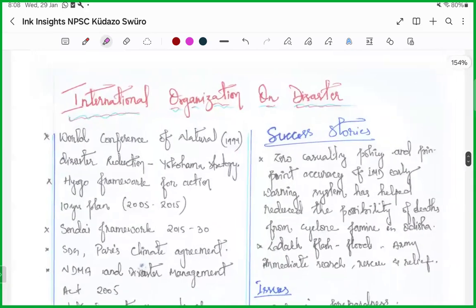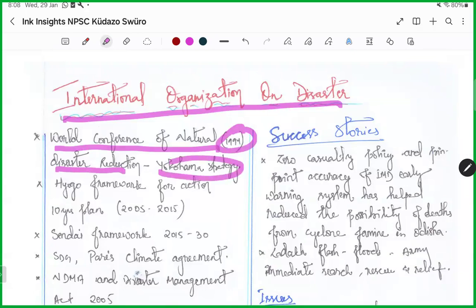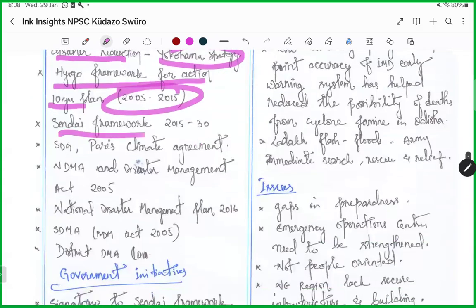But there are also international organizations on disaster. We have the World Conference on Natural Disaster Reduction, the Yokohama Strategy in 1984. Then the Hyogo Framework for Action, a 10-year plan from 2005 to 2015. The Sendai Framework we will study in detail. Sometimes the Sendai Framework was once asked for 10 marks: what is the Sendai Framework?